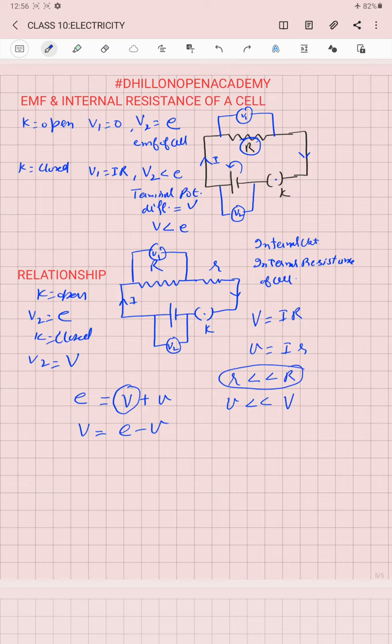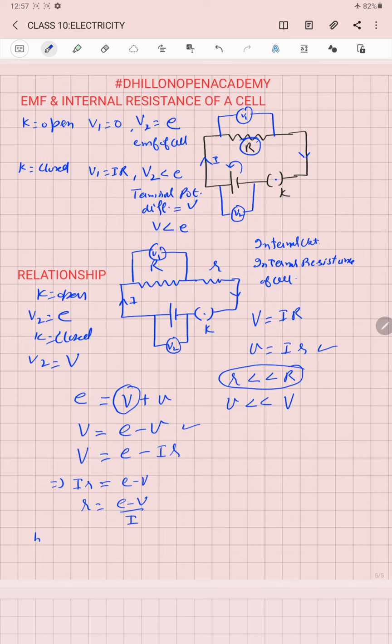Now we want to find an expression for the internal resistance of the cell. In order to do that, we have already written the equation that terminal voltage is equal to E minus v. So we can write V is equal to E minus v. v is equal to I into r. That we can write as Ir equal to E minus V, or r will be equal to E minus V over I.